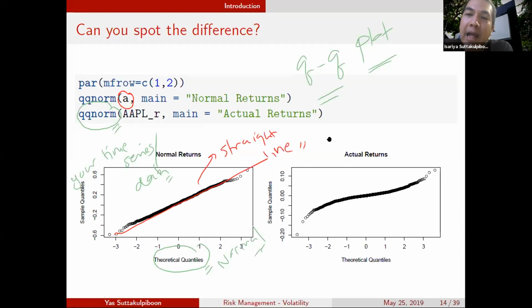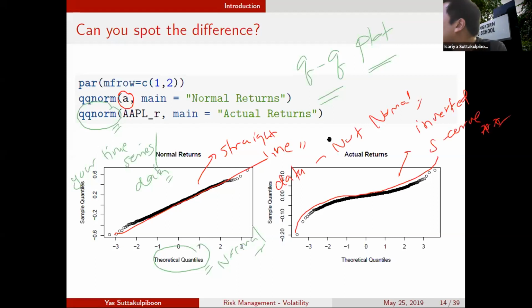Beautiful, right? But suppose you plot your data against the normal distribution and your data is not normal, right? What is it going to look like? It's going to look like an S curve, in this case an inverted S curve.